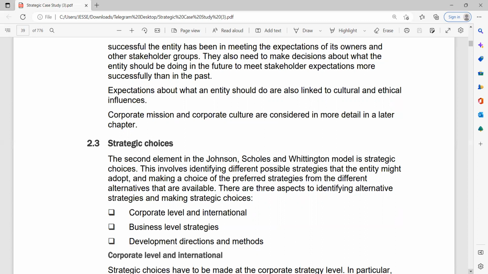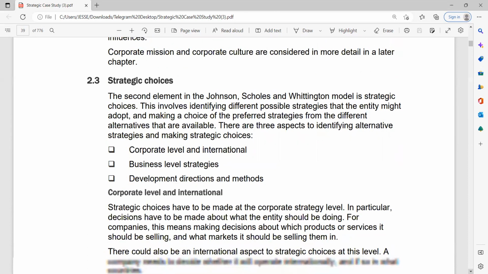Now let's move on to strategic choice. And this is what we call the Johnson, Scholes, and Whittington model. Should have mentioned this earlier. The JSW model, this is what it's talking about, because the whole idea of strategic management is a very broad concept. So Johnson, Scholes, and Whittington thought that they would break down the elements that comprise strategic management. So the second element is choice.